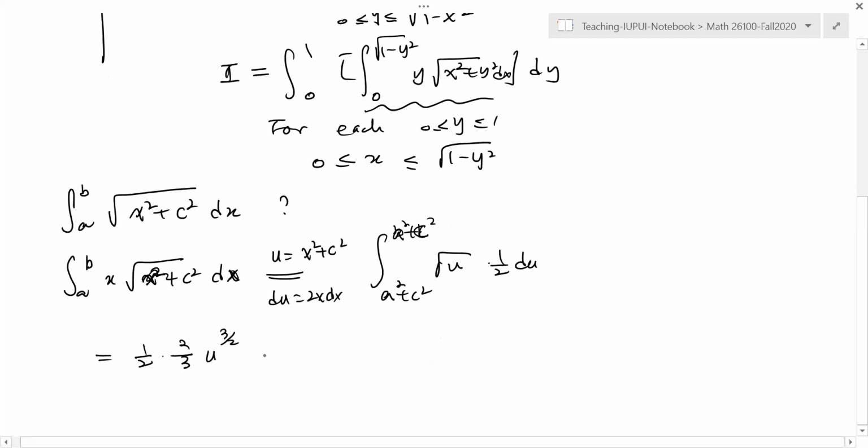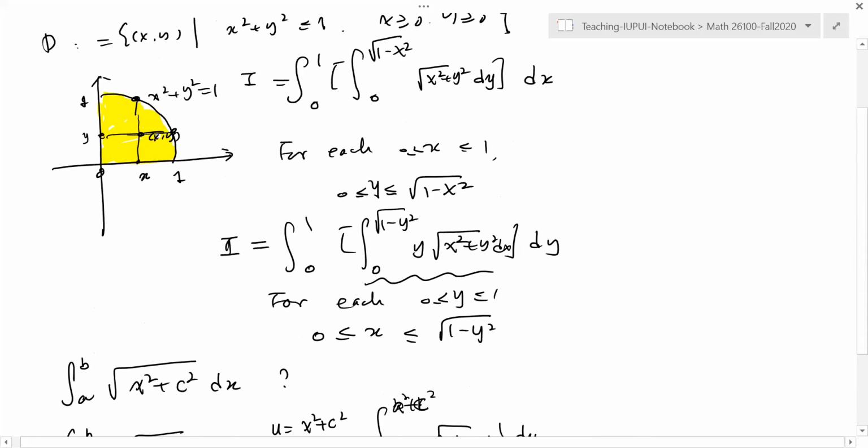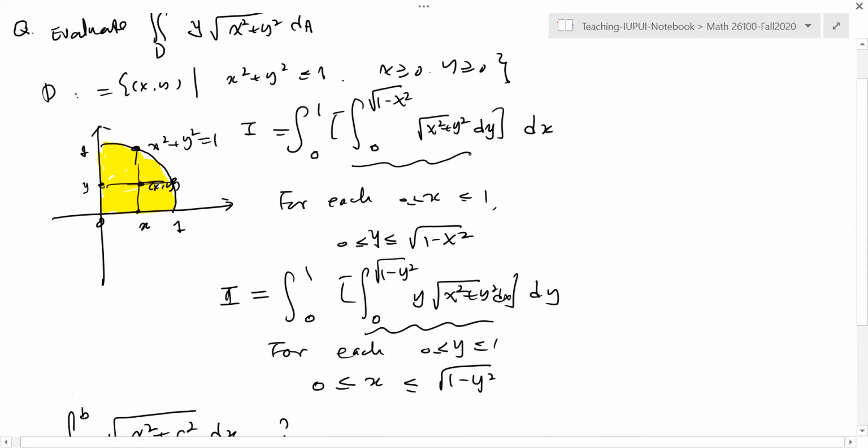When you differentiate, that's 1/3, and then you plug them in, minus a squared plus c squared to the 3 over 2. It's complicated, but you can evaluate it. But if I use the first iterative integral, yes, I can do that. Finish that part.